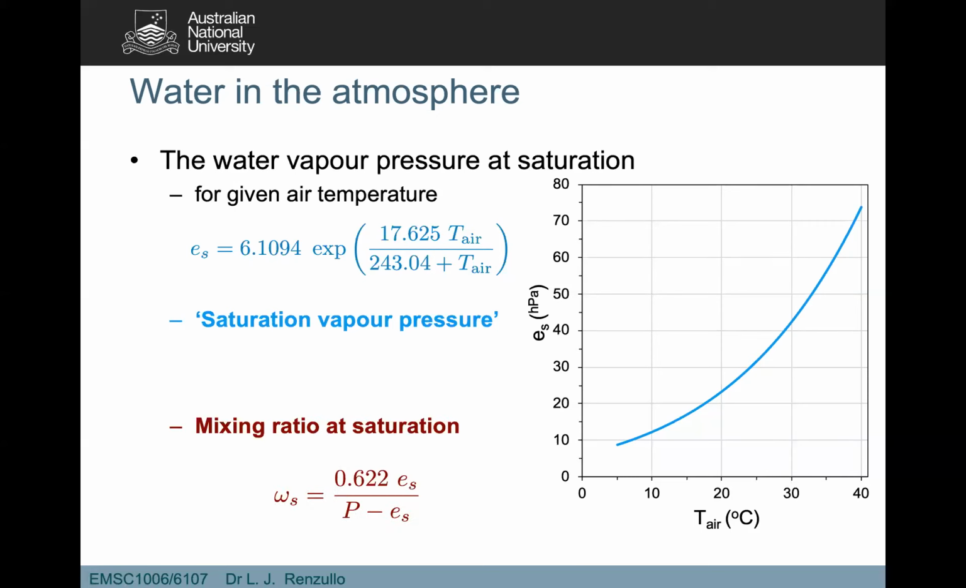Because of the relationship between vapor pressure and mixing ratio, we can write the equivalent in terms of mixing ratio at saturation. So this is the amount of water that can be held by a volume of air before it condenses.